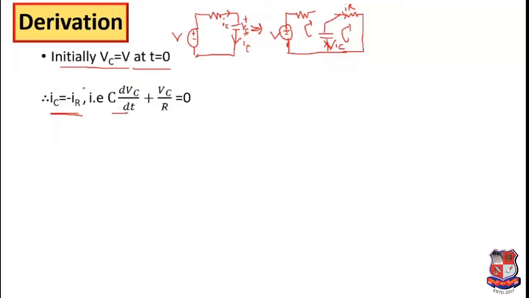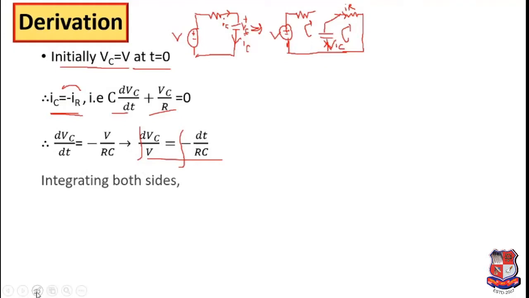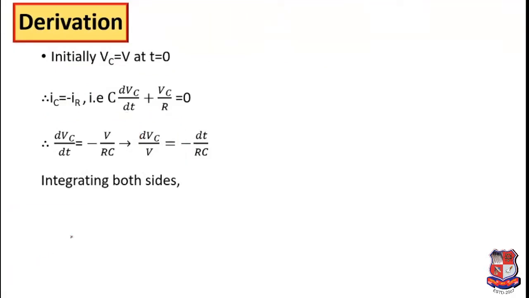We can write that Ic is C dVc by dt, and if we take this minus IR on the left hand side, you can write that IR is plus Vc by R. If you solve this, on separating variables and constants, dVc by dt will be equal to minus V by RC. On separating variables, you will get this. Variables and constants are separated. Now you can integrate both the sides.